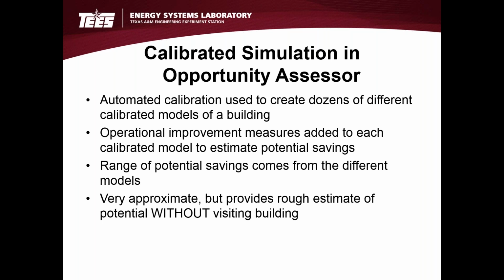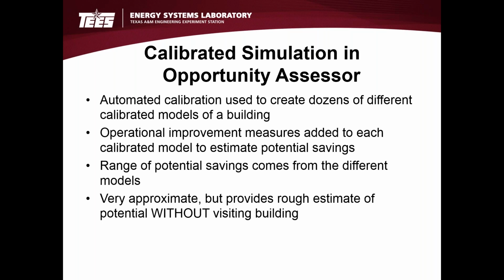What it does is it uses an automated calibration from the information it's given to create typically several dozen different calibrated models for the building, starting from different sets of input assumptions, since we have very rough information on the characteristics of the building. Then each of those calibrated models is examined automatically, and various operational improvements are added in to see what particular changes in the parameters, what kind of savings would result from them.